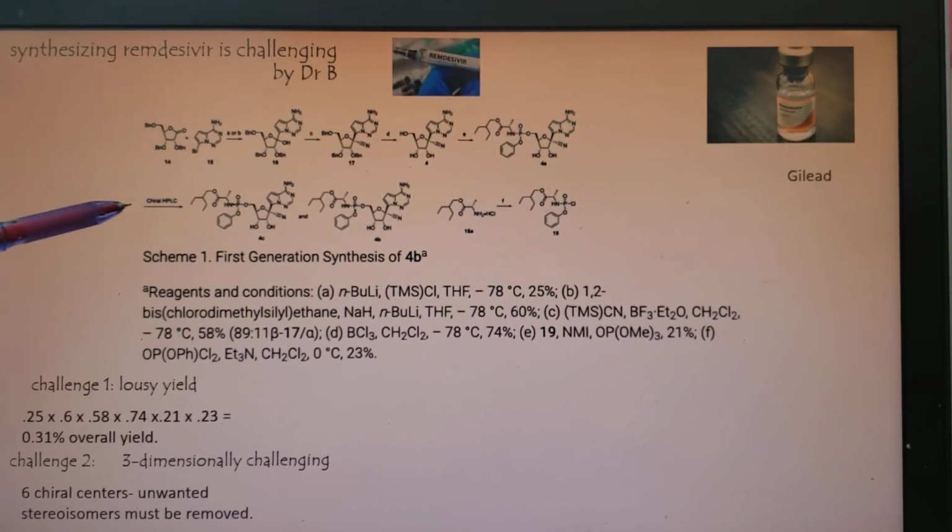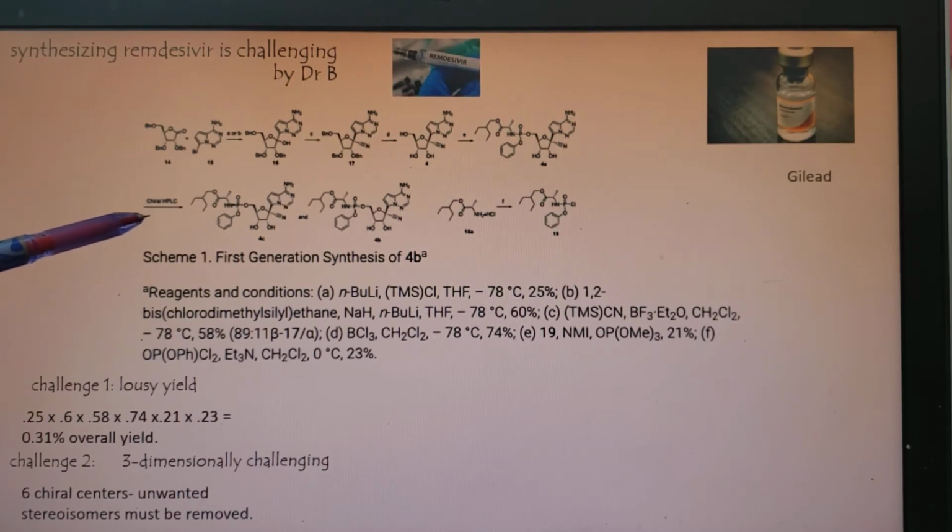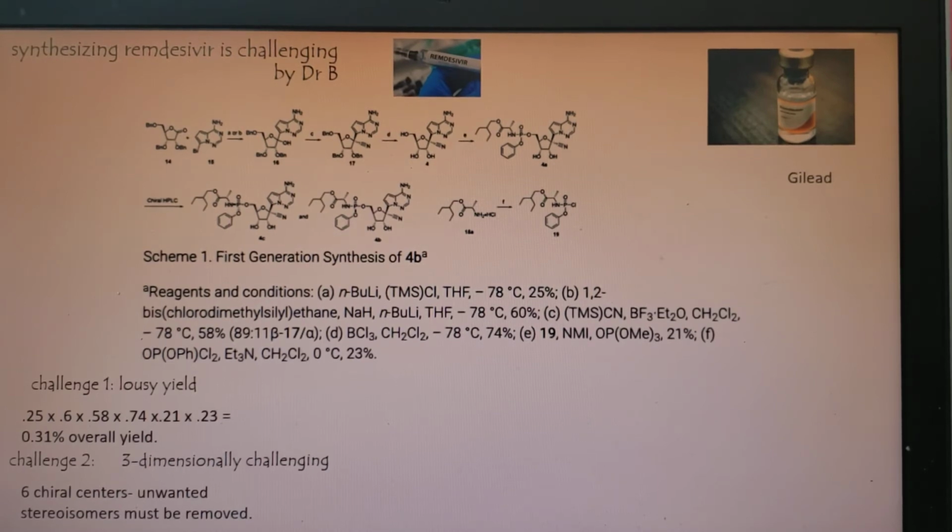This step here, I don't know if you can read it, but it says chiral HPLC. This is a technique that removes the unwanted stereoisomers, which can be a tricky thing to do because they have such similar chemical and physical properties to the desired compounds, but your body would know the difference. So, stereochemistry is challenging.